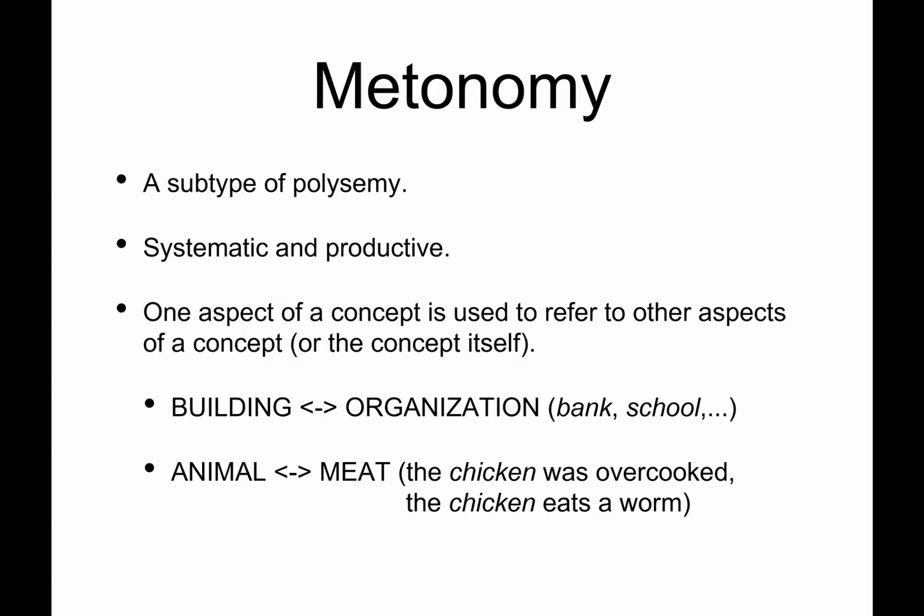All right, so metonymy is a subtype of polysemy. Metonymy is when you take a word that says one aspect of a concept, and you use it to refer to other aspects of a concept. So for example, in the case of bank, we use it to refer to the building or to the organization. Sometimes you use chicken to talk about the animal or the meat. And sometimes, for example, you use the word dish. If you say, oh, this was a nice dish, you certainly don't talk about the plate itself, but you're talking about the food that was in the plate. But you are kind of borrowing that aspect of a concept to use it as another aspect of another concept.